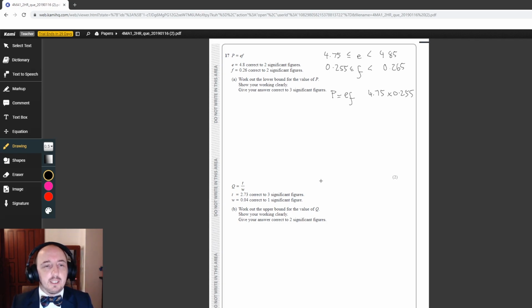For q, we need t divided by w, and we want the upper bound for the value of q. So the upper bound is going to be the maximum t divided by the minimum value w. So we're going to have 2.735 as a max and 0.035 for the minimum for w. We'd round that answer off to two significant figures.